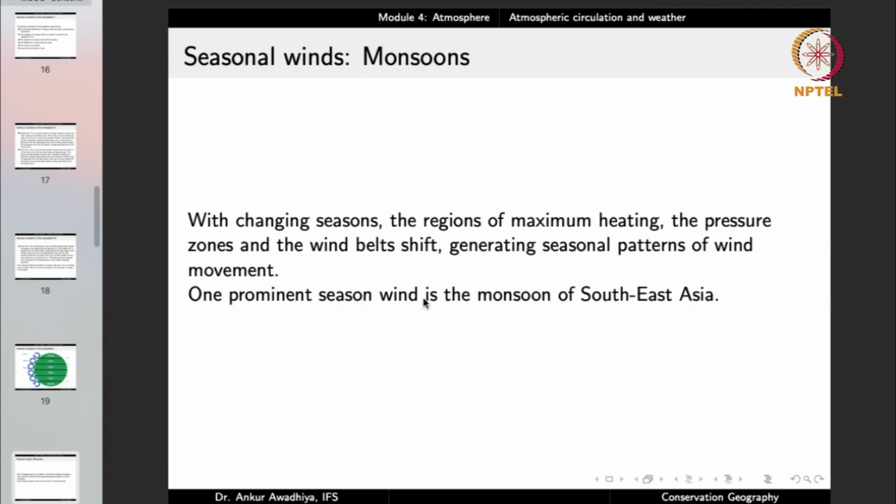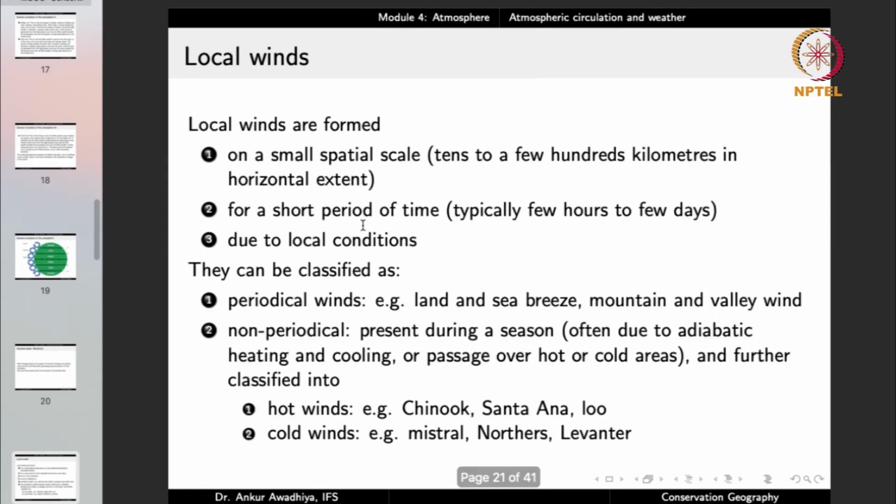Now apart from the planetary winds, we also have seasonal winds such as monsoons. With changing seasons, the regions of maximum heating, the pressure zones and the wind belts shift, generating seasonal patterns of wind movement, which is the monsoon. And monsoons are very prominent in Southeast Asia.